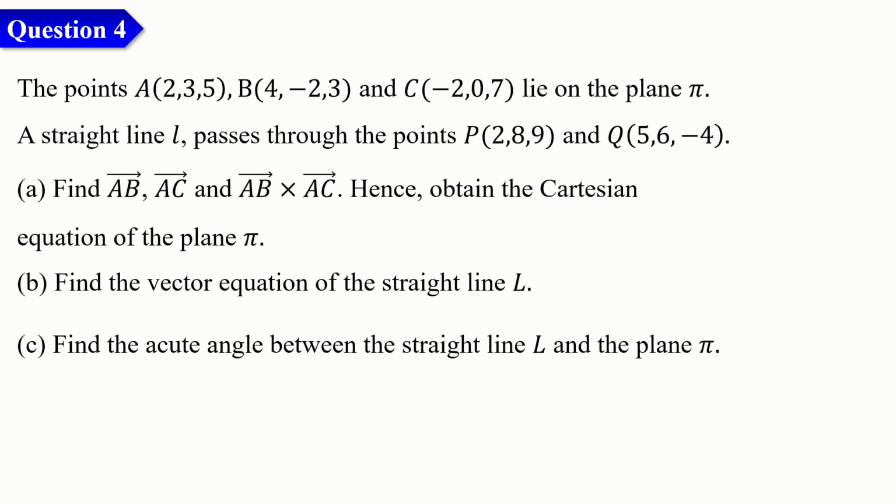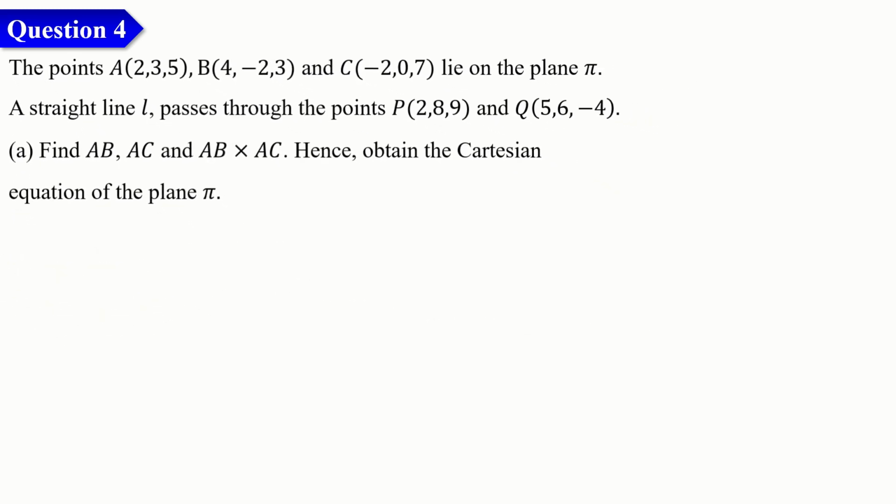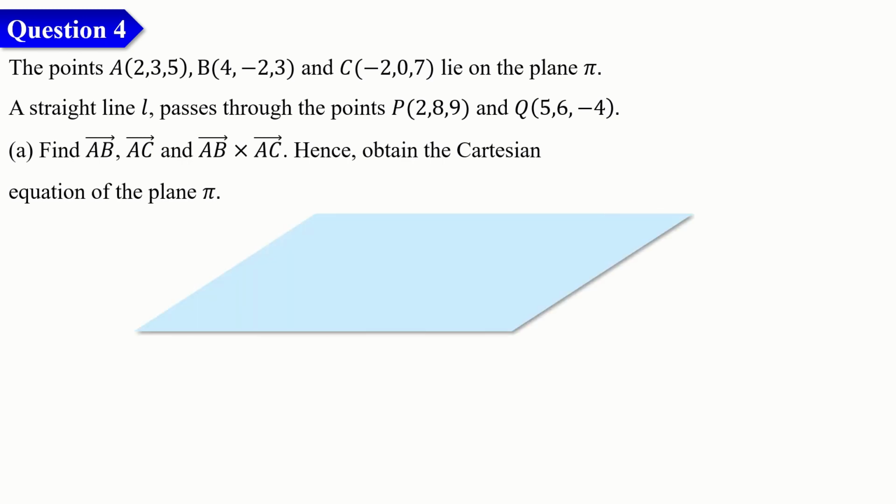Alright, so we do the first question, which is to find the vector AB and AC. First, we have a plane pi, and on this plane we have three points, point A, point B, and point C. So we want to find vector AB. AB is just a vector that connects from A to B. So this is vector AB, and then we want to find the vector AC. This means the vector from A to C. Right, so to find AB, we can use this formula.